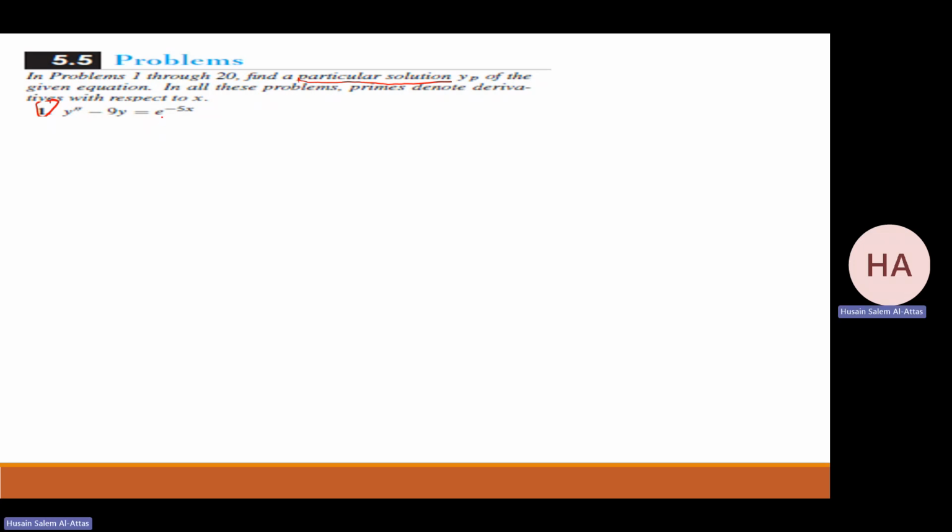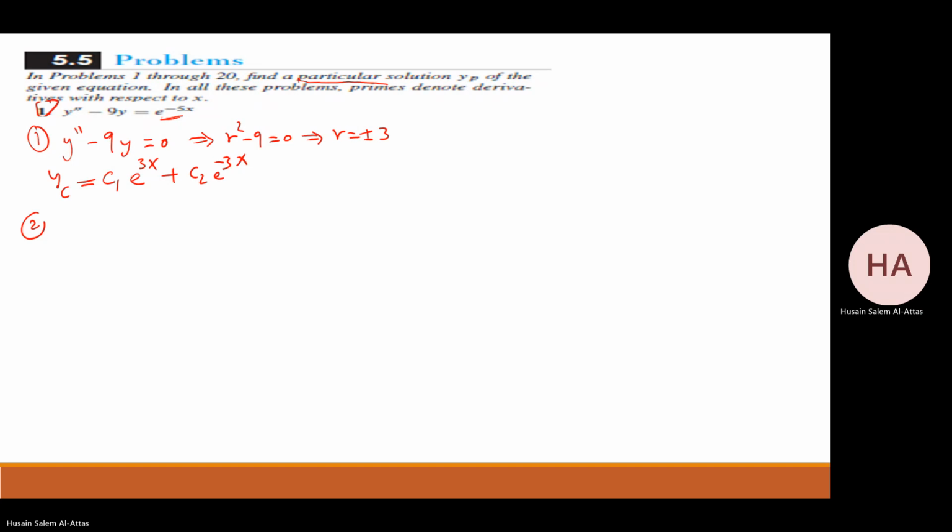This, we can do with undetermined coefficients. Let me make it like steps. First step, I will do the homogeneous: y double prime minus 9y equals 0. I solve this. I have r squared minus 9 equals 0, so r equals plus or minus 3. Very clear. So yc, I need the roots: c1 e to the power 3x plus c2 e to the power minus 3x.